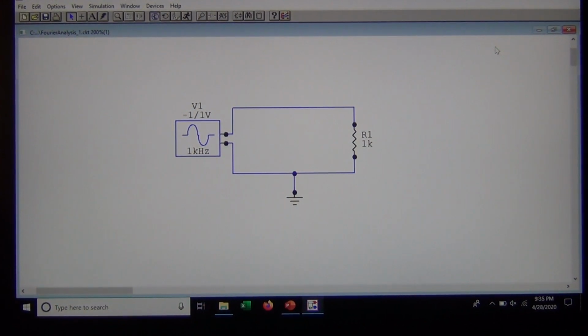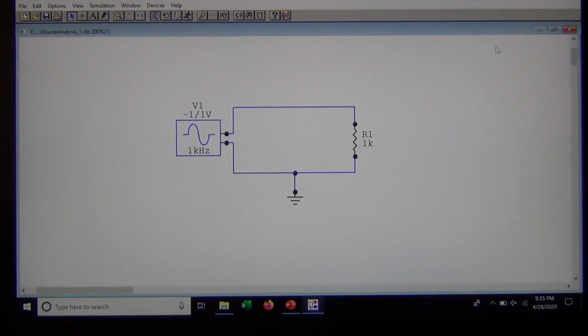Okay, this is going to be a short video about using Circuit Maker to perform Fourier analysis. It's a tool that's available with Circuit Maker. Here we have a very simple circuit with a sine wave generator. Looks like 1 kilohertz, 2 volts peak to peak, being loaded by a 1 k ohm resistor. And let's run this.